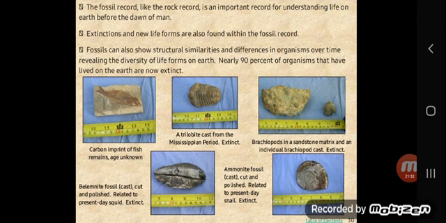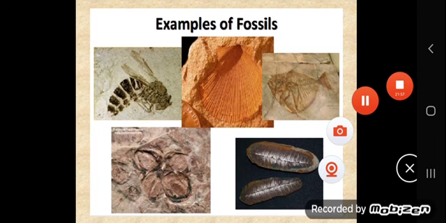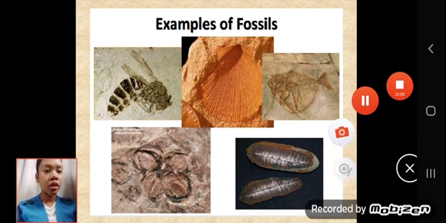So the fossil record, like the rock record, is an important record for understanding life on Earth before the dawn of man. The photos below show the nearly 90% of organisms that have lived on the Earth and are now extinct. These are examples of fossils. So this is the end of my topic, and thank you.